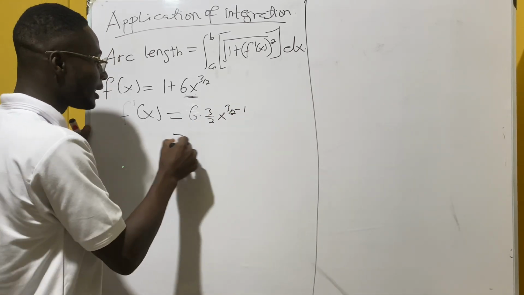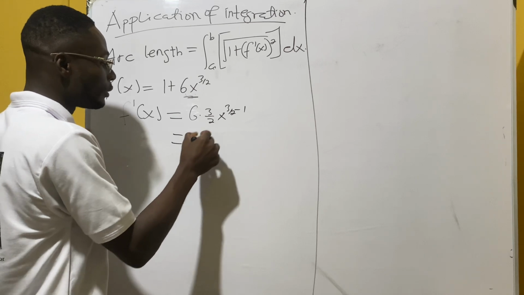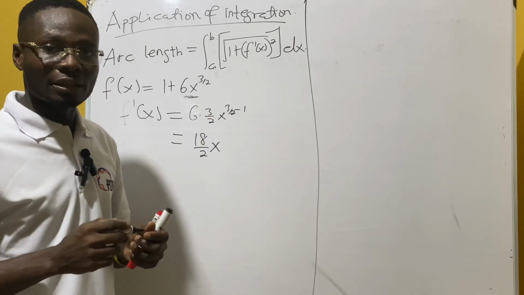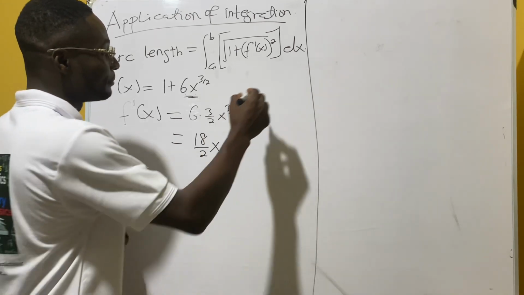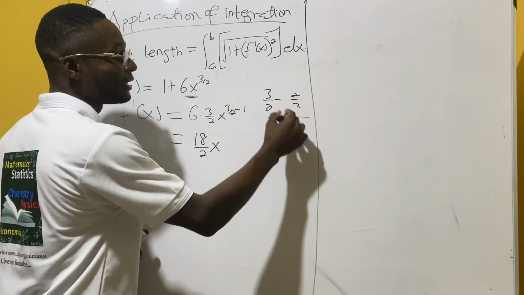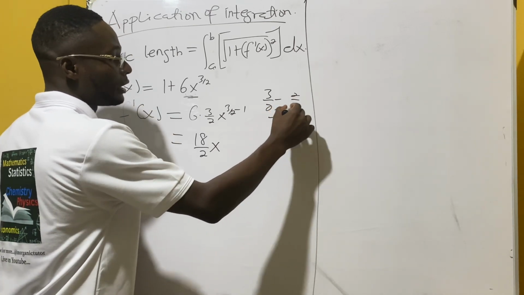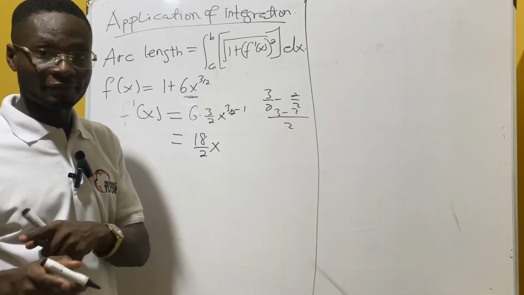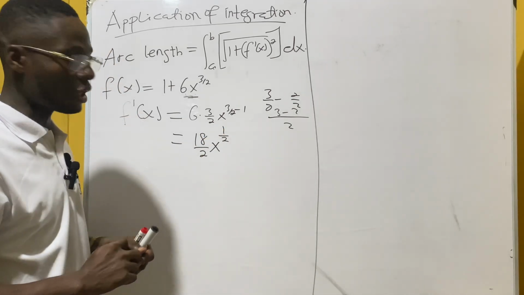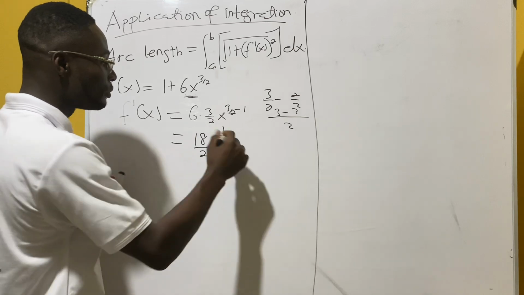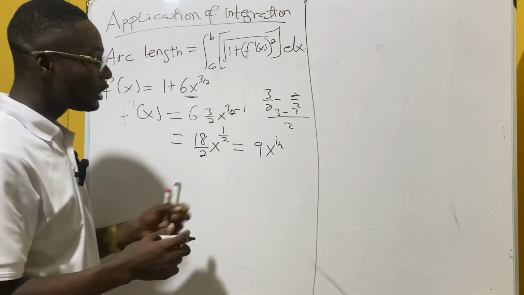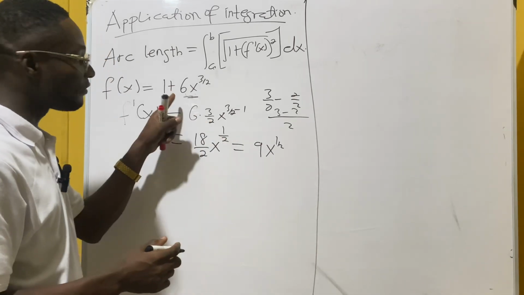Okay, so this is basically 18 on 2 x power 3 on 2 minus 1, and 3 on 2 minus 1 is basically 3 on 2 minus 2 on 2, right? And that is equal to 3 minus 2, right? So that is half. So we have half at this section. Okay, so once we have this, we can simplify this to have 9x power half. Okay, so we have the differential of the function given.